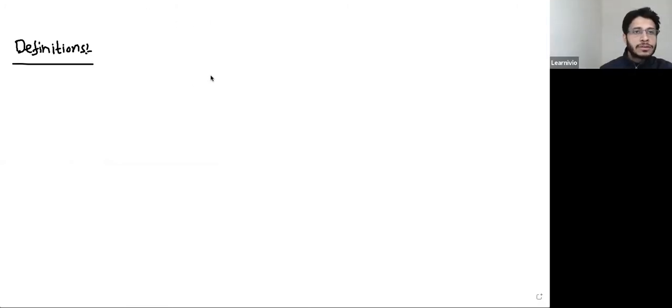Next, see some definitions related to the Earth's magnetic field. It's a very dry topic. It's basically geography, not physics.